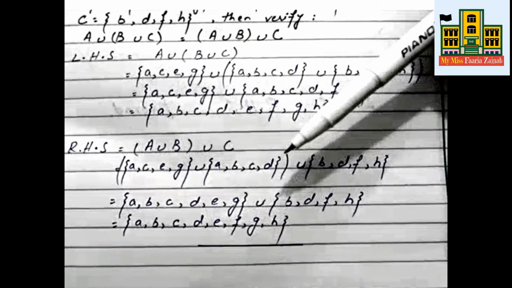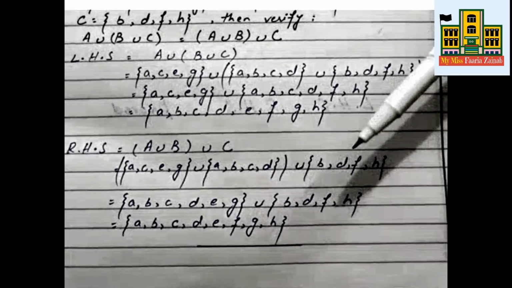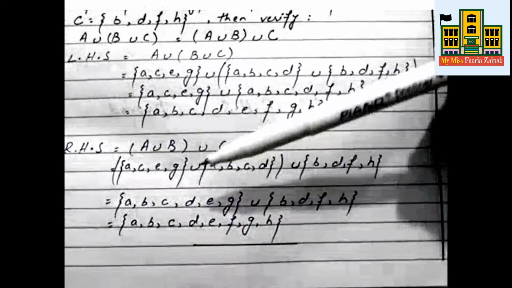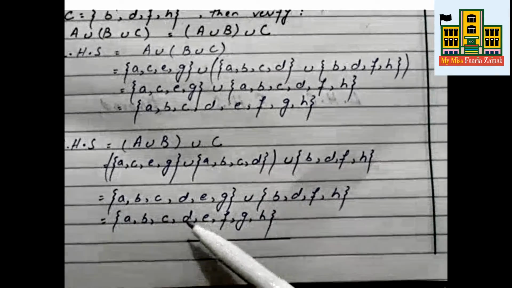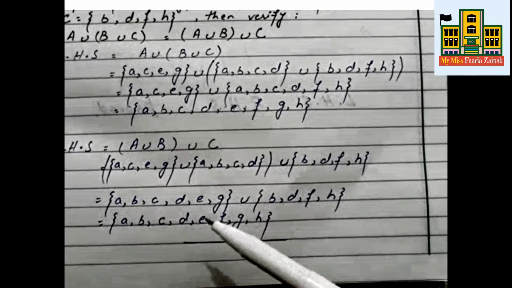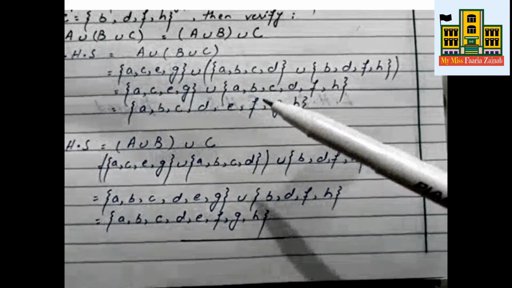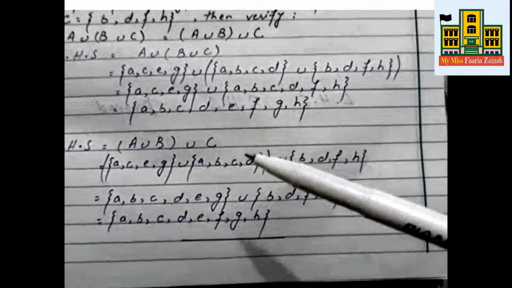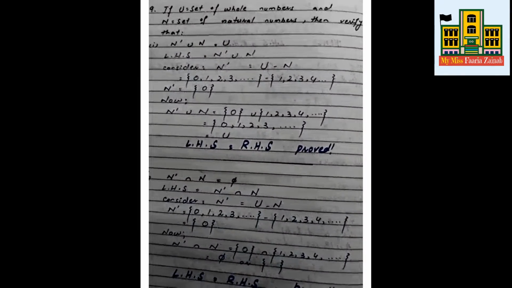In right hand side we will solve A union B first, and the answer will be solved with the set of C. Here A union B is A, B, C, D, E, G, and then we will solve it with the set of C, and we will get A, B, C, D, E, F, G, H, which is exactly the same as the above. Hence it is proved that left hand side is equal to right hand side. Students, solve part number 2 of question 8 by yourself.